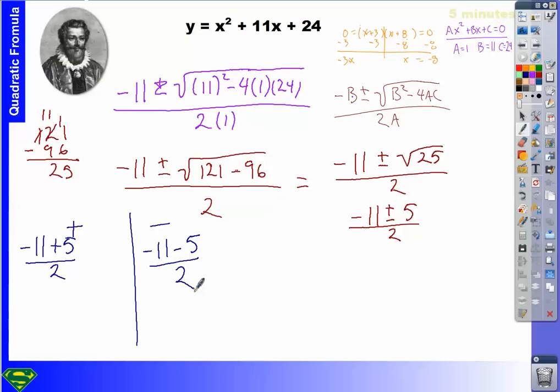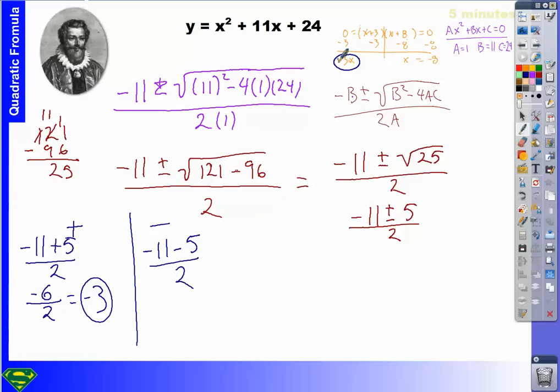So in negative world, we are going to end up with negative 11 minus 5 over 2. So we have two problems. Negative 11 plus 5 is negative 6. Negative 6 over 2. What's another way of saying negative 6 over 2? Negative 3. Oh my goodness, it works. Let's try this one here, folks.